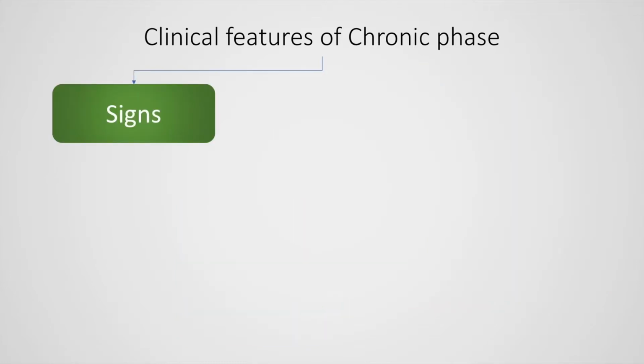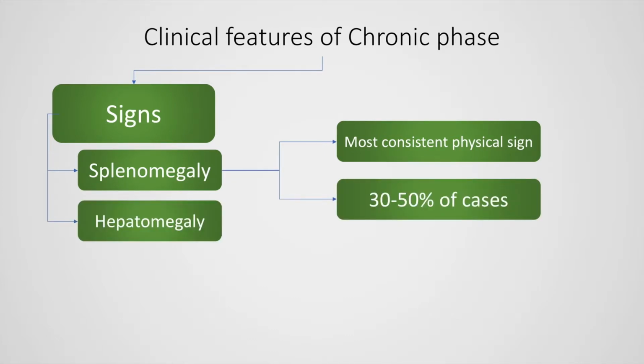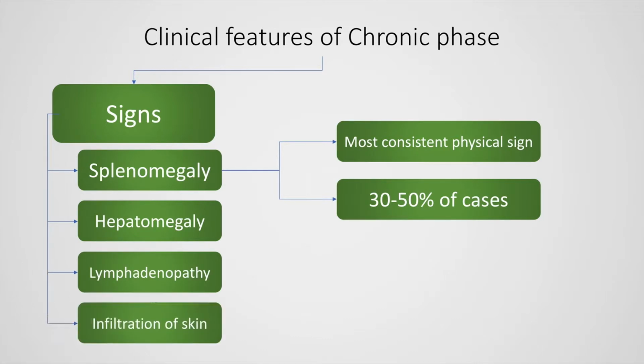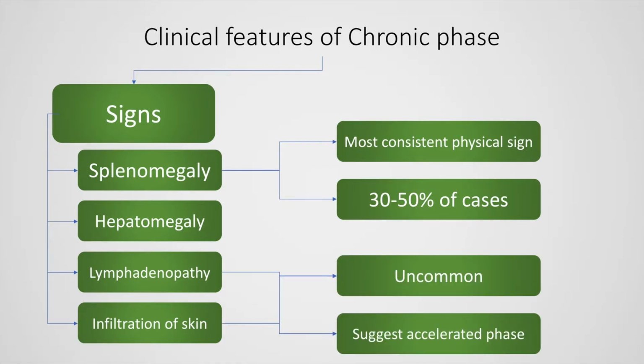The signs of chronic phase include splenomegaly, which is the most consistent physical sign and is present in 30 to 50% of the cases. There may also be hepatomegaly, lymphadenopathy, and infiltration of the skin. Lymphadenopathy and infiltration of the skin is uncommon and generally indicates an accelerated phase.